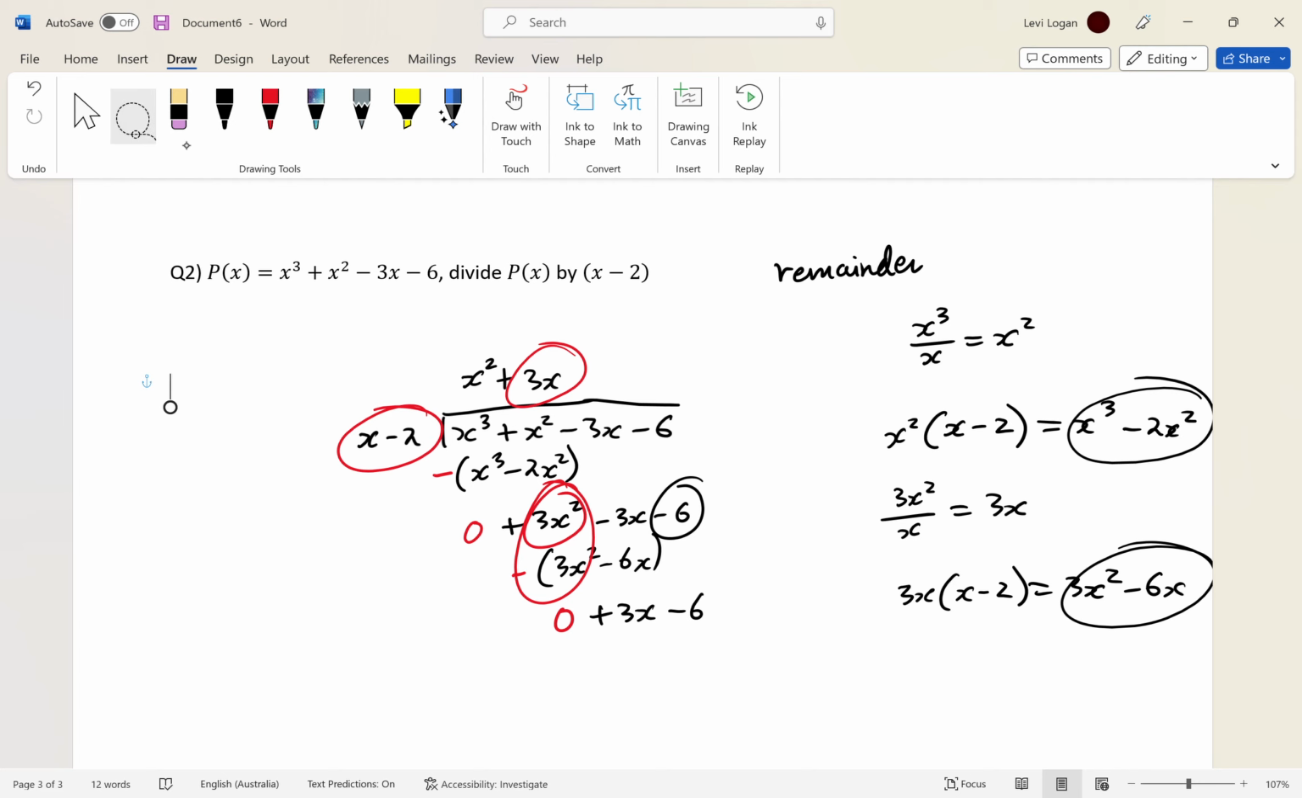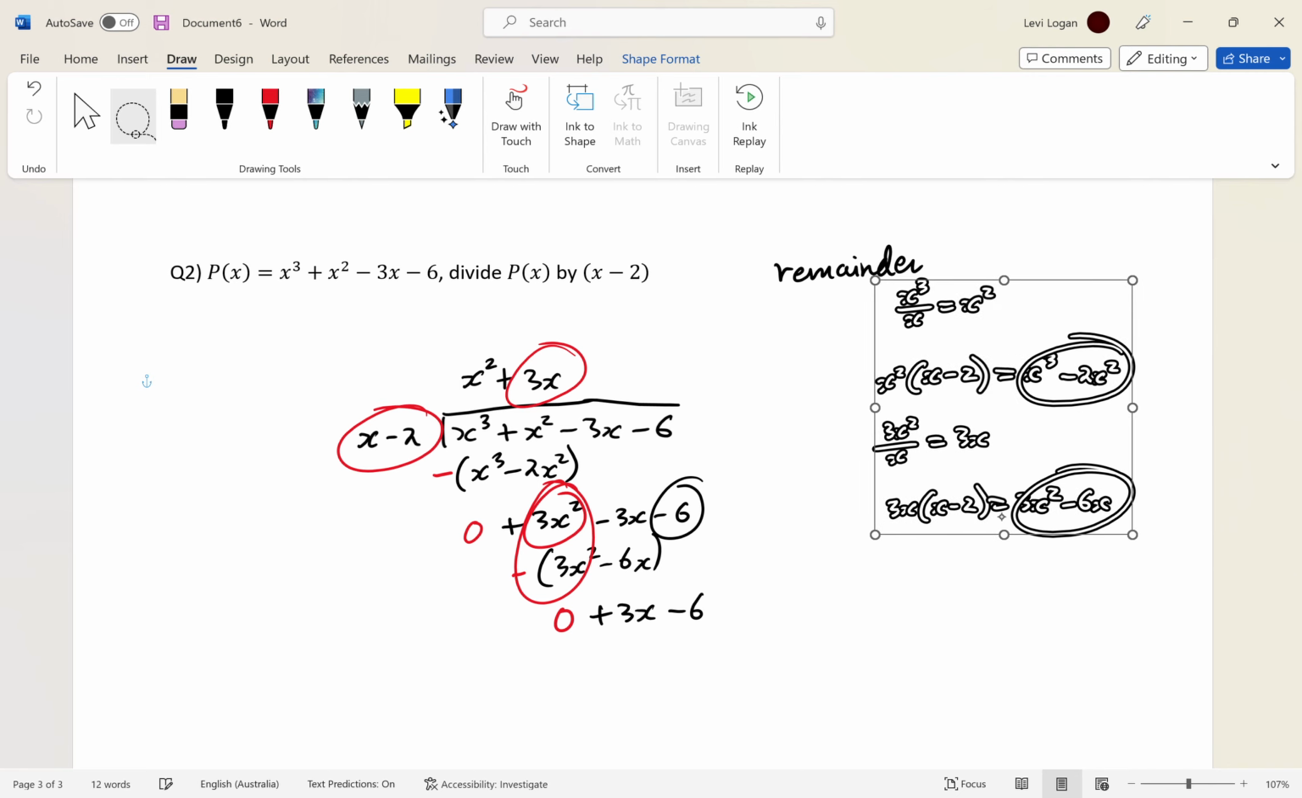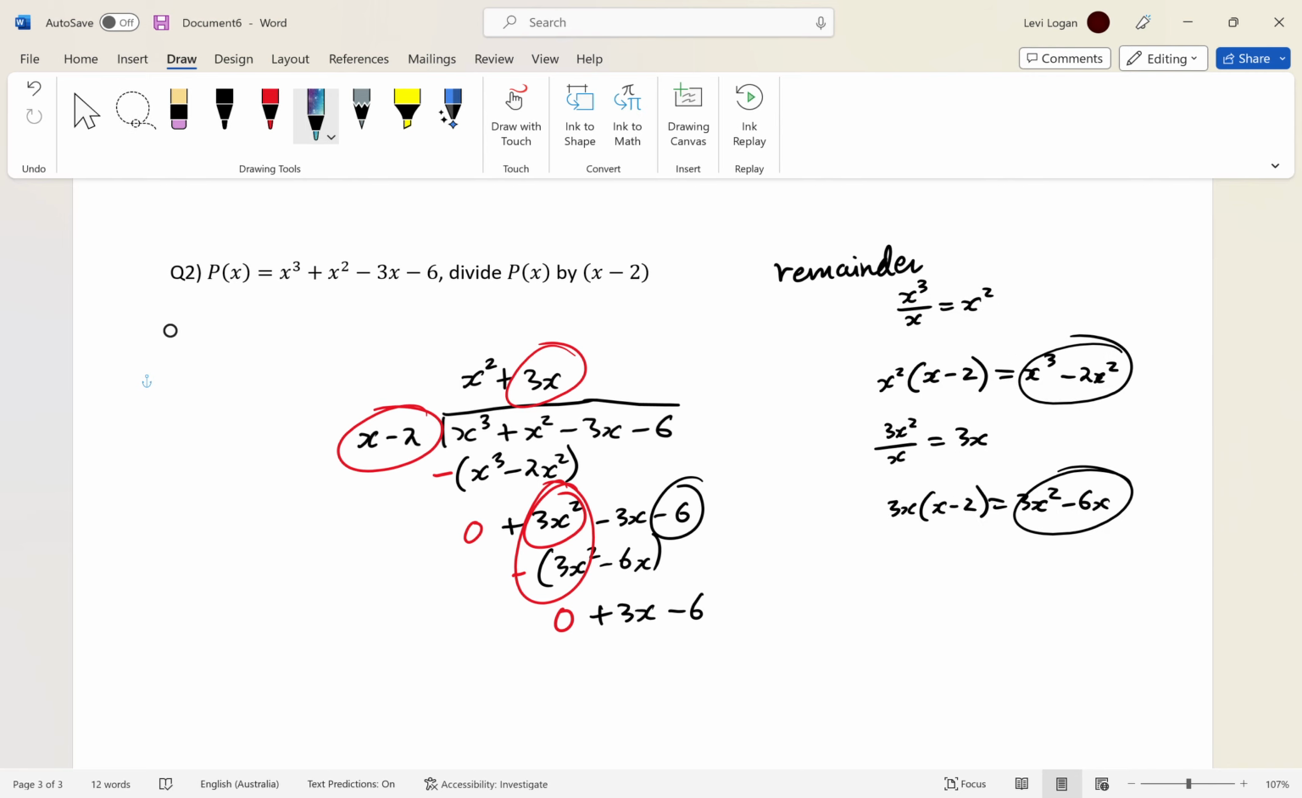And now we're going to complete this entire algorithm again. I'm just going to make that smaller. So I'm just going to rub out all these red marks. So we're going to have whatever we have here divide by this. So we're going to have 3x divided by x is equal to 3. Right? Then whatever we have here, we place it up here.